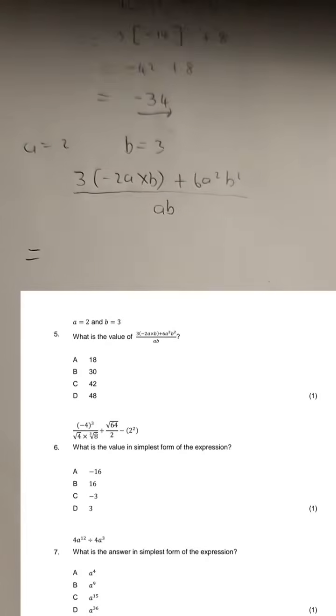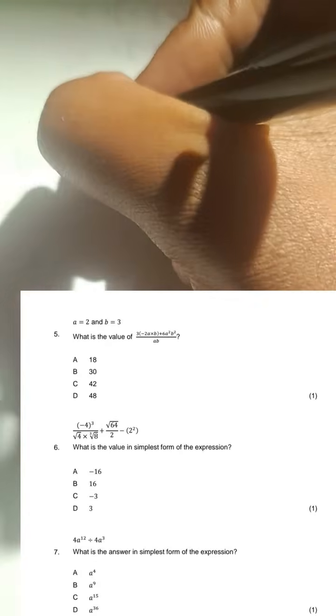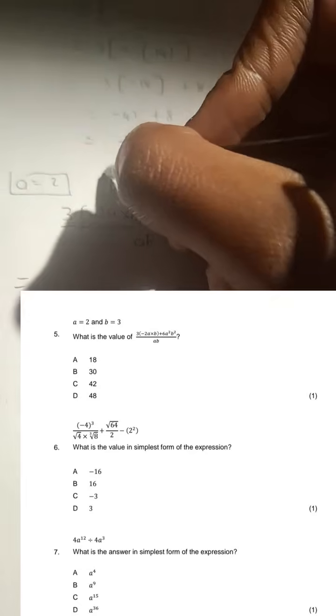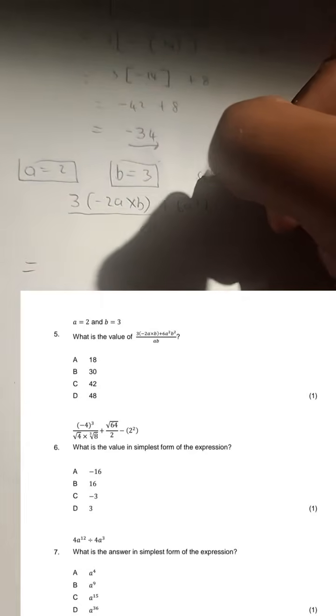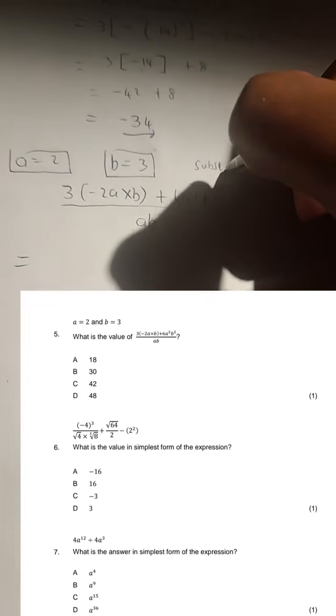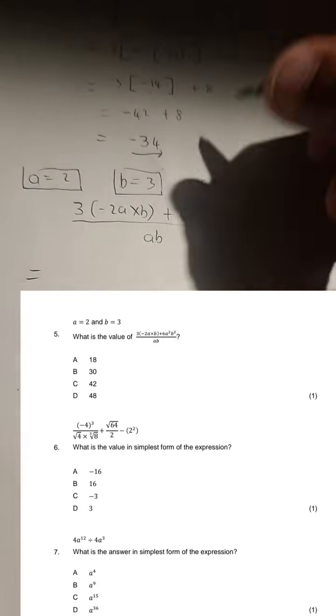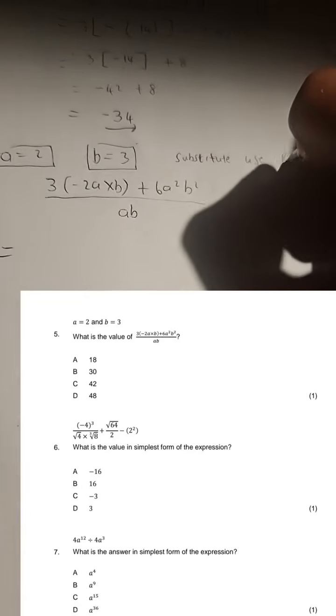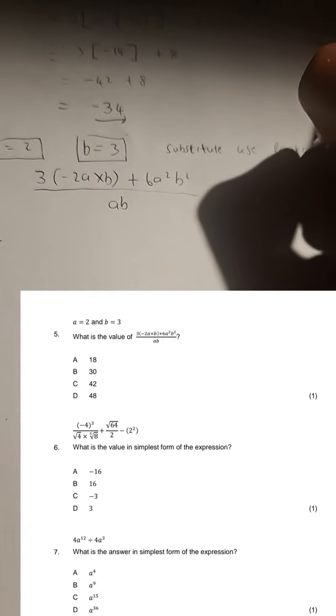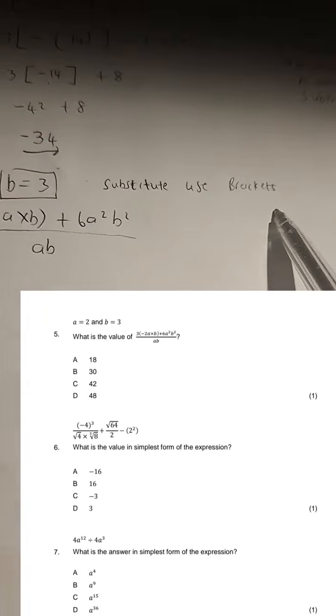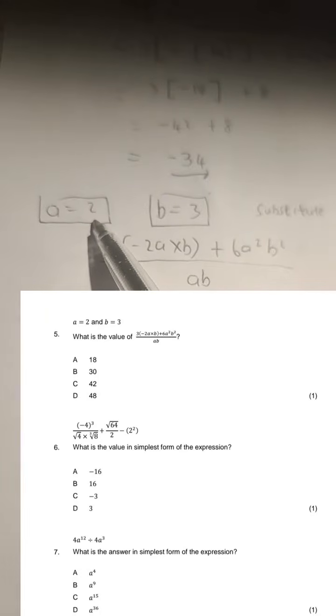Okay, let's look at this, guys. How do we go about doing this? So if a is equal to 2 and b is equal to 3, here we are playing the substitution game. Okay, substitute, and we use what when we substitute? When we substitute, guys, we use brackets, please. So in the place of a, you are going to substitute 2 and use brackets.